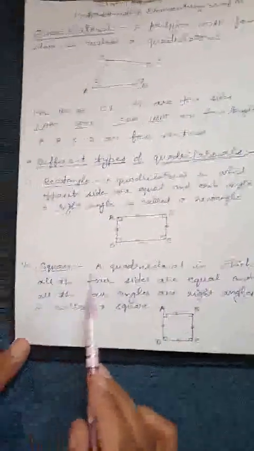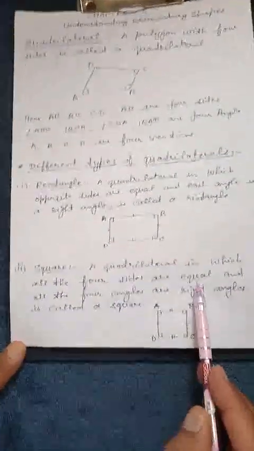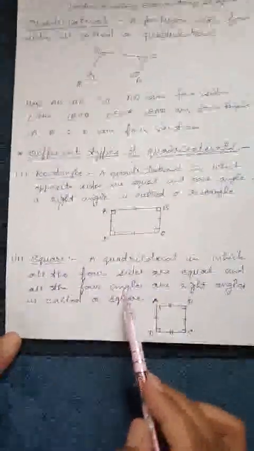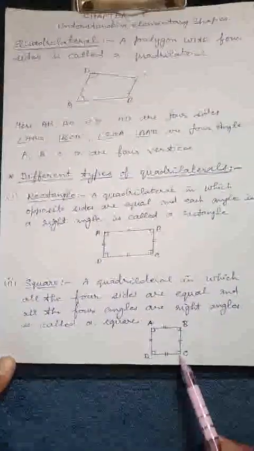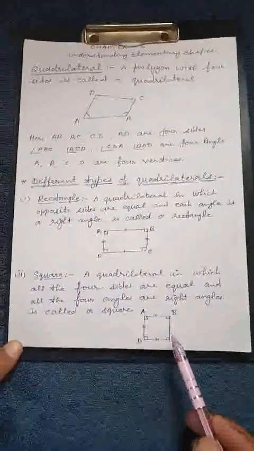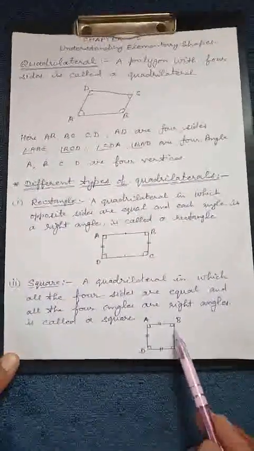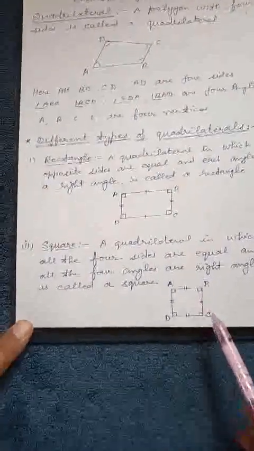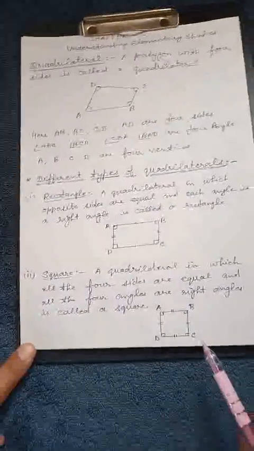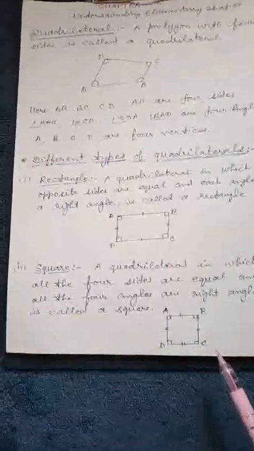Now, square. A quadrilateral in which all the four sides are equal and all the four angles are right angles is called a square. Here ABCD is a square in which side AB, side BC, side CD and side AD are equal and angle A, angle B, angle C and angle D, each one is a right angle. The next one is parallelogram.